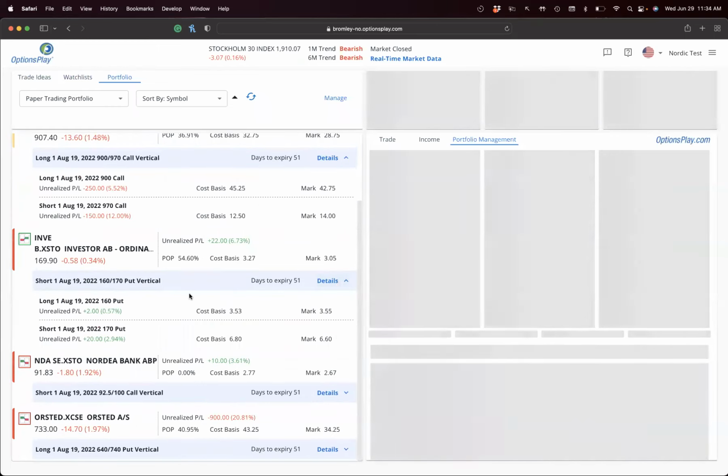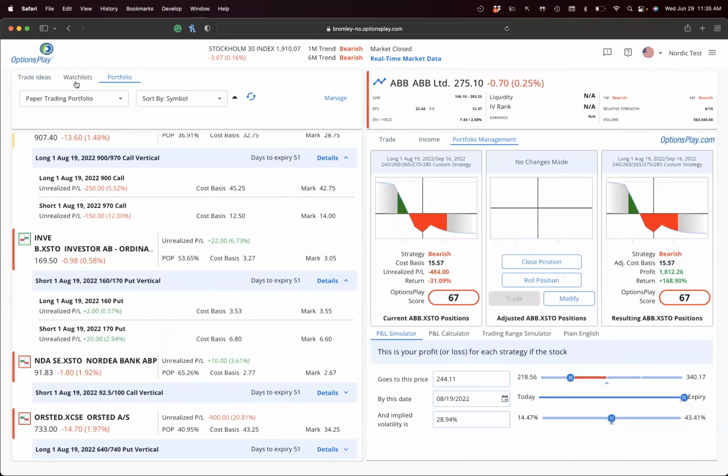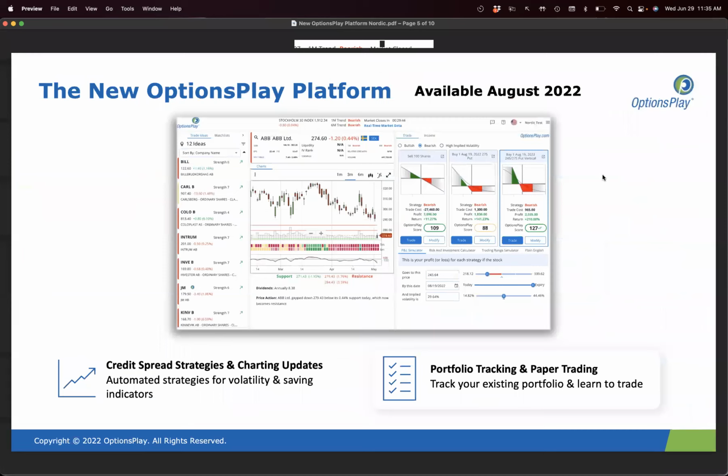You can track your live account positions. You can create multiple portfolios for paper trading and for live accounts, so that you can track all of your positions across potentially multiple brokers all in one place. So that's just a quick preview, and I'll dive into some of those features in a minute.